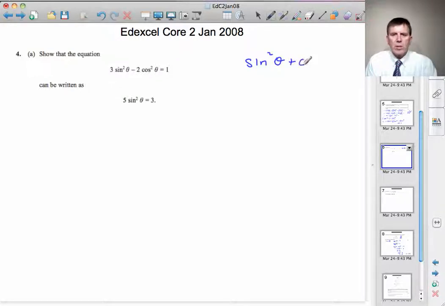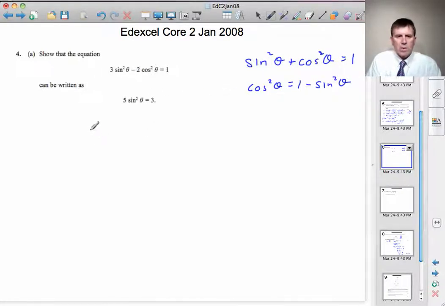plus cos squared theta is always equal to 1 for any angle. So that means that cos squared theta can be written as 1 minus sine squared theta. And now I'm just going to substitute for cos squared theta in the equation.